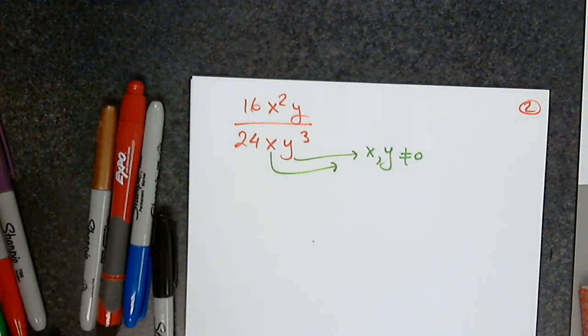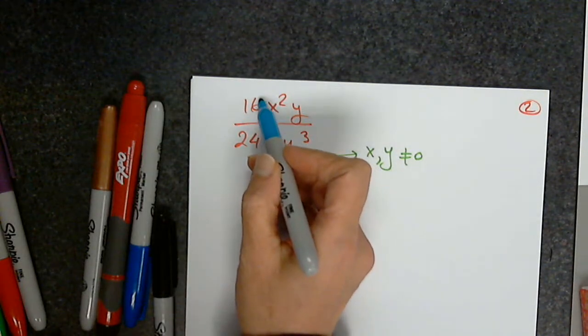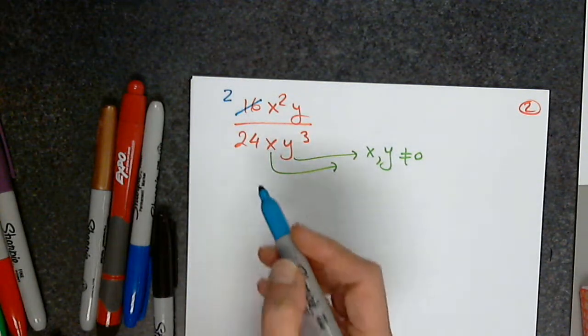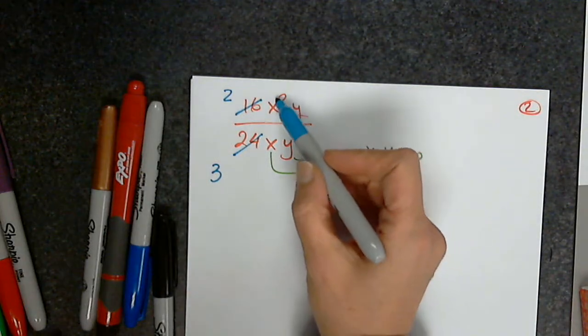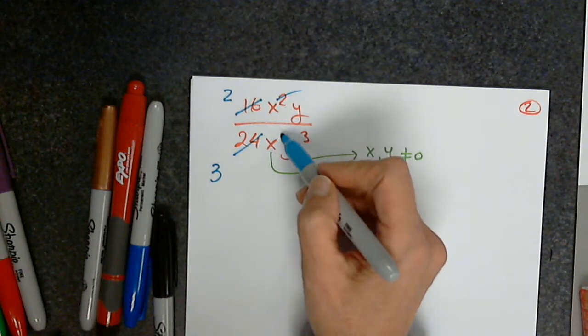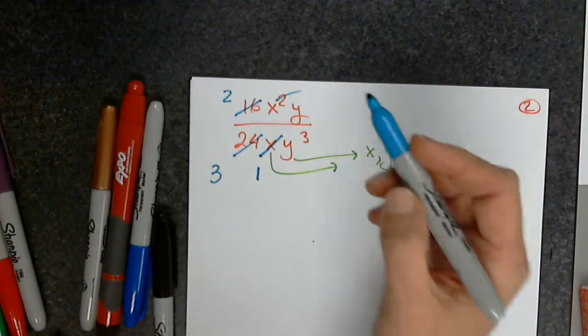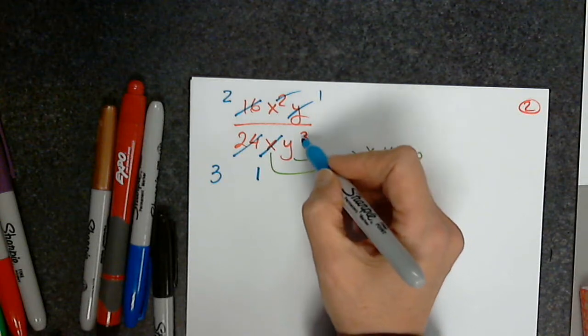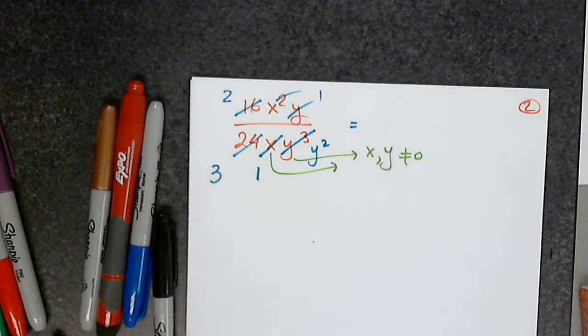Okay, now I'm ready to simplify. 16 and 24 can be divided by 8. 16 divided by 8 is 2. 24 divided by 8 is 3. What do I do with x? I take away an x from the top, and I take away an x from the bottom. What can I do with y? I remove a y from the top, and I remove a y from the bottom, and I have y squared left in the denominator. So now what is the simplified form of this expression?